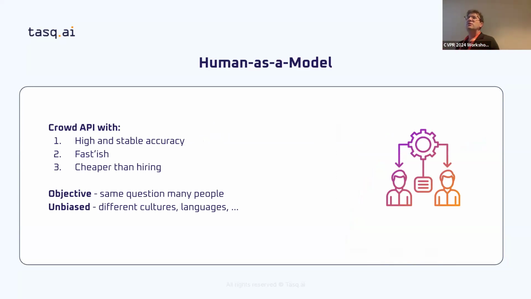So essentially, when you use crowds, you're able to ask a question, and once you know how to ask it, you essentially get an API that has high accuracy, stable accuracy. It can be fast-ish, and it will be cheaper than hiring actual annotators. And it has more nice properties where if you ask many people the same question, then you can overcome the subjectivity, and you can overcome some of the biases by asking different cultures, different languages, and so on. So basically, you want to use the crowd in order to create this kind of API that just feels like a model.